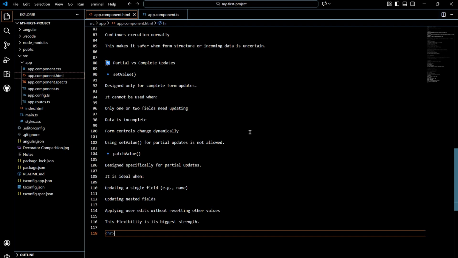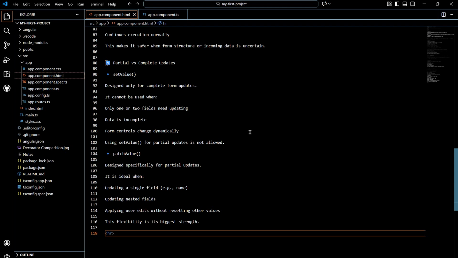Suppose we have three controls, name, email and mobile number, and I just want to update the name. In that case I will use patch value instead of set value, because in case of set value I am supposed to update name, email as well as mobile number, but in case of patch value we just want to update name, so you can skip the email and phone. Clear? Also it is ideal when updating a nested field.